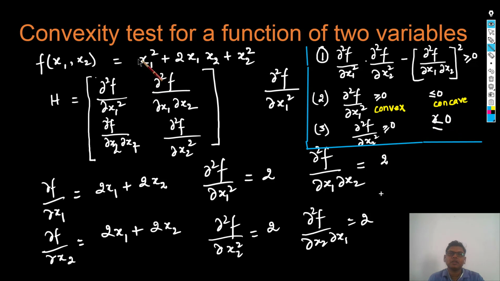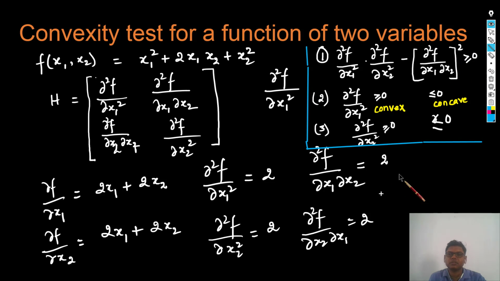So check here whether this function is convex or concave. Put the values: del 2f upon del x1 square is equal to 2. So this is 2 into 2, 4, minus this is also 4. So 4 minus 4 is equal to 0. Here it is written greater than or equal to 0, so it satisfies the condition.